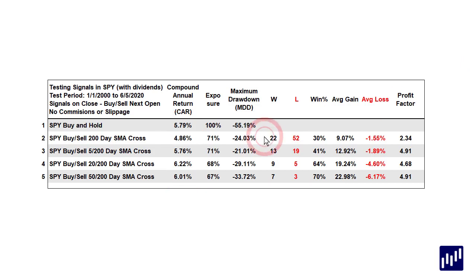Now, what's interesting here is look at the drawdowns. All right, we start with that 55% drawdown with buy and hold. That was in 2008.